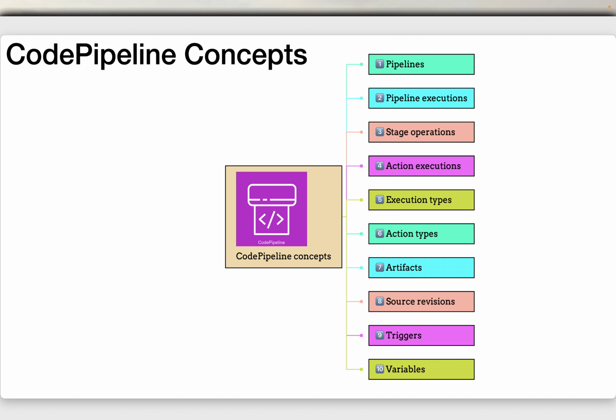So now I will be covering all the Code Pipeline concepts. So this will be pipelines, pipeline execution, stage operations, action execution, execution types, action types, artifacts, source revisions, triggers and variables. As I talked about, this lecture will be a bit long because there are a lot of concepts involved, because this is the service which actually creates the end-to-end pipeline for deploying the software.